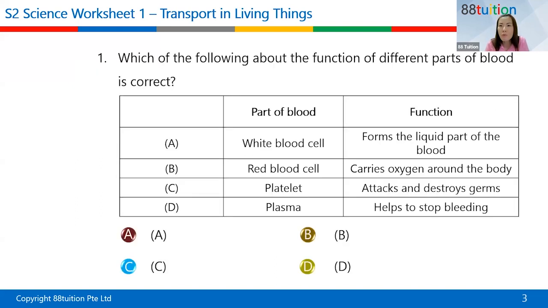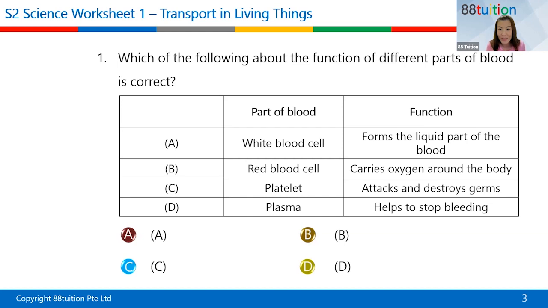Now, let's just go into question 1. Which of the following about the function of different parts of blood is correct? You see, if you have not read the textbook, you have not watched the video, I think this can be quite difficult for you. Correct or not? Because you wouldn't know, what's white blood cell? I didn't learn this in primary school. Okay, red blood cell you did, right? When we learn about blood, I'm sure your teacher spoke to you about red blood cells. What about platelet? You have not heard this also. What about plasma?